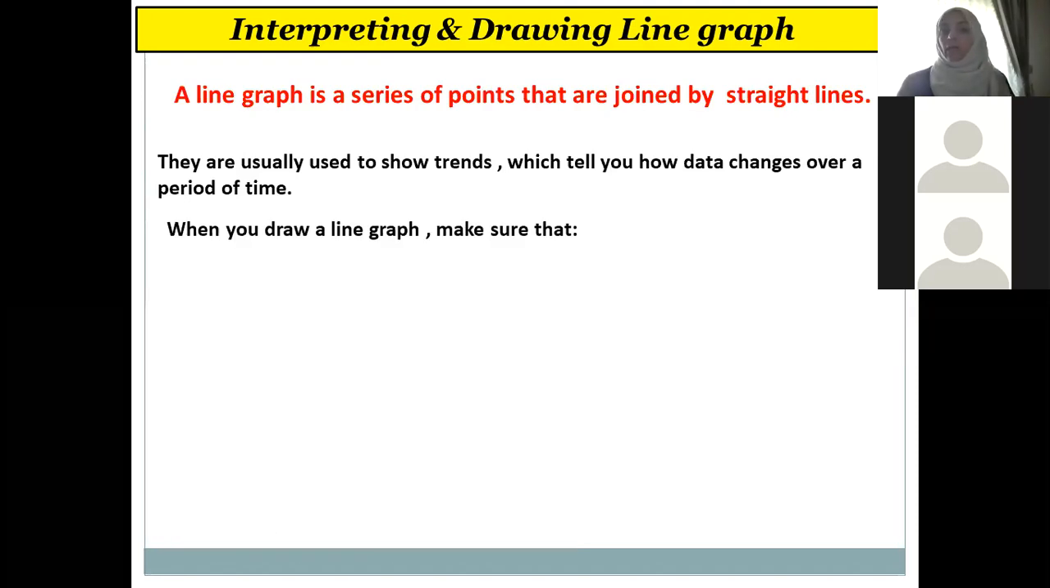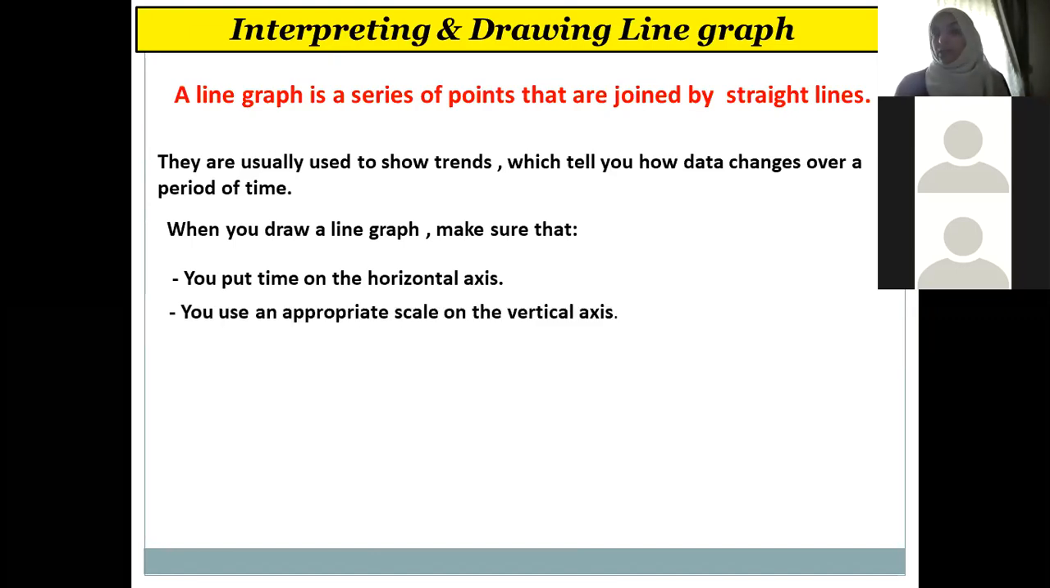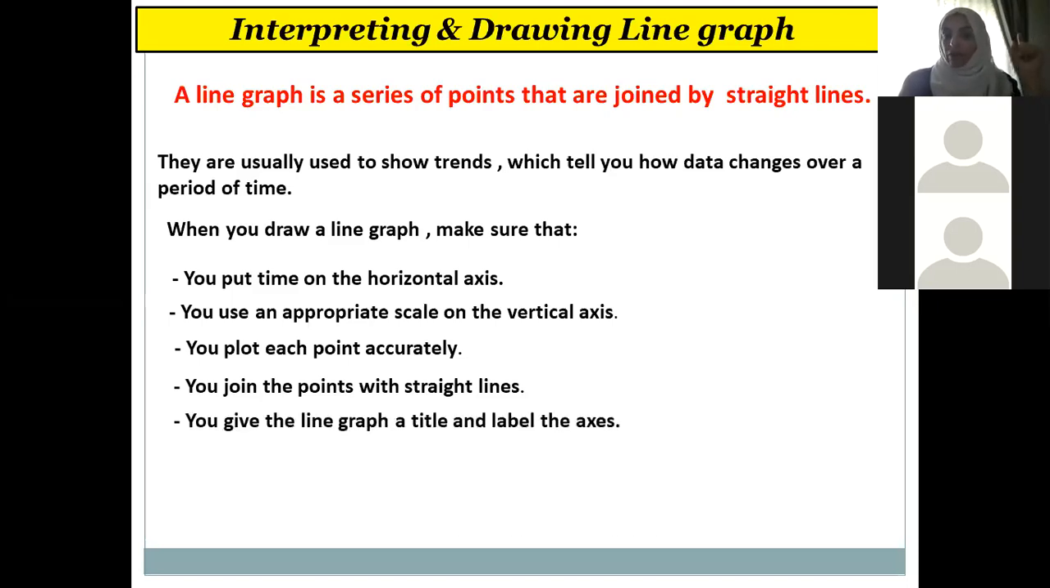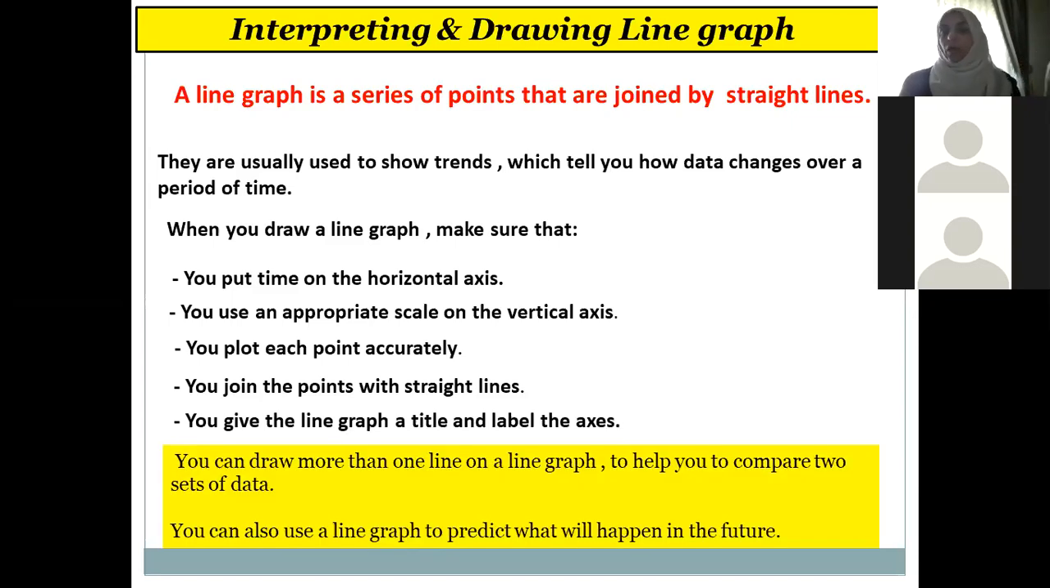Also, to draw a line graph, you have to make sure that you consider a few points. What are these points? You have to always put time on the horizontal axis. You use an appropriate scale on the vertical axis. You plot each point accurately. You join the points with a straight line. You give the line graph a title, and you should label your axes. You can draw more than one line on the graph. We call it a double line graph, and it could be a triple line graph, and that is very useful in comparing two sets of data.